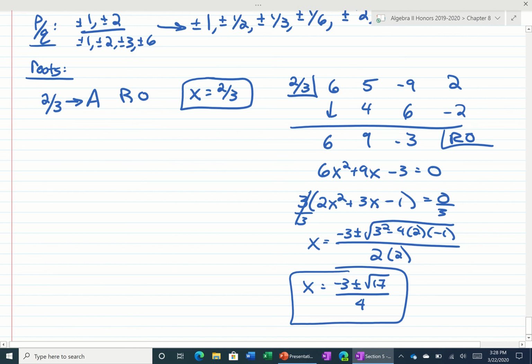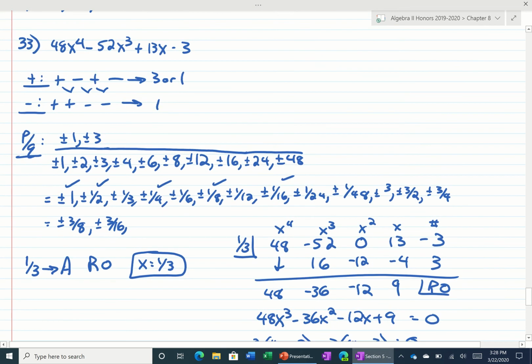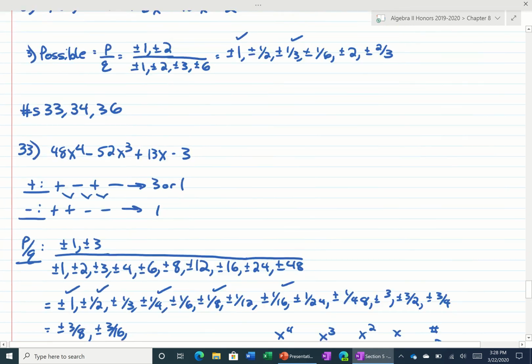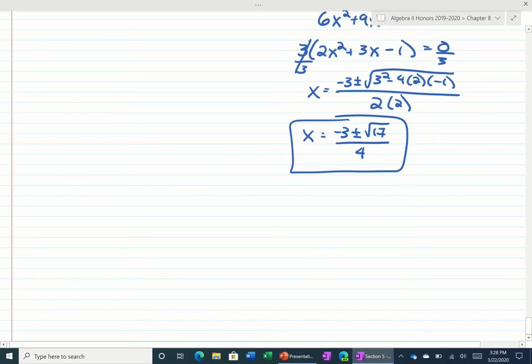Alright, maybe we'll do one more. Let's take a look at number... what do we have here? 36. Alright, so number 36, it says we have 5x to the 4th minus 29x to the 3rd plus 55x squared minus 28x.